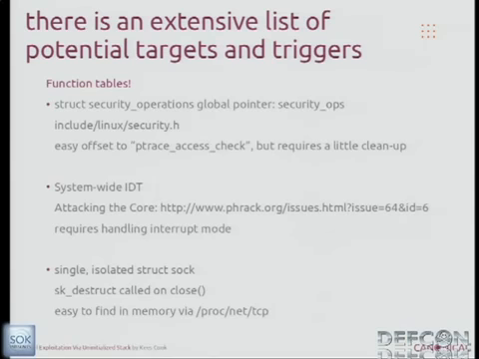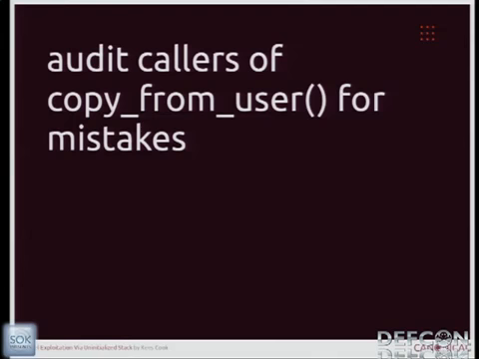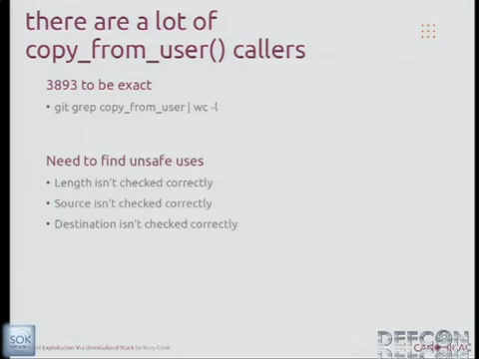So I started looking at interface boundaries, where things make transitions, and I was especially interested in copy_from_user, because that's where you're pulling information from user space and putting it somewhere in the kernel. So anything that goes wrong in that is going to be a nice thing. There are a lot of callers, about 4,000, so it was a bit daunting to just start with that. But I'm looking for things where length isn't checked, source isn't checked, destination isn't checked, all that.